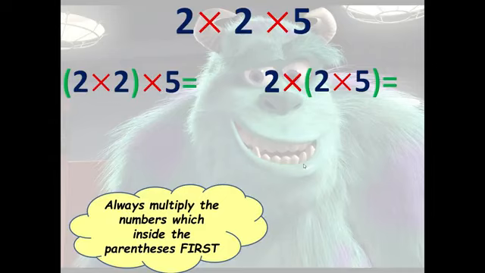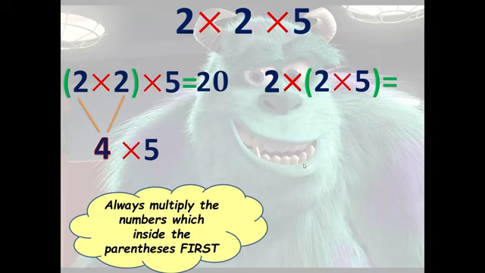So let's multiply 2 by 2 first. 2 by 2, we get 4. Did I finish? No. Now let's multiply 4 by 5, the last number. So 4 by 5 is 20. Awesome. Let's do the problem on the right and see if we have the same answer.